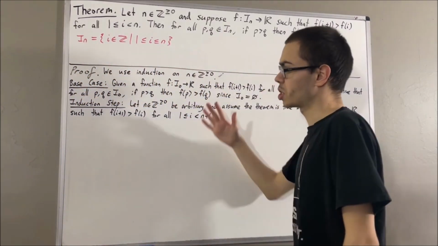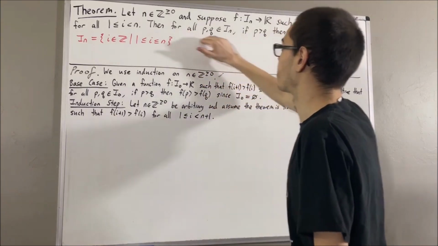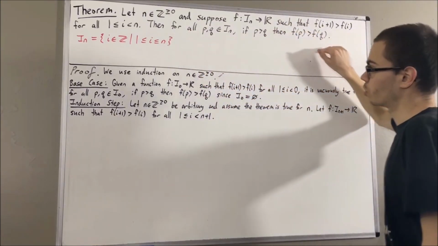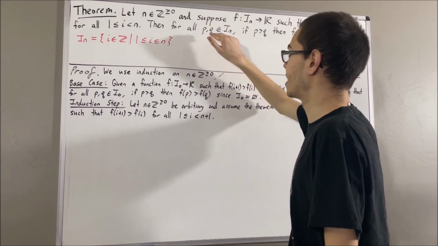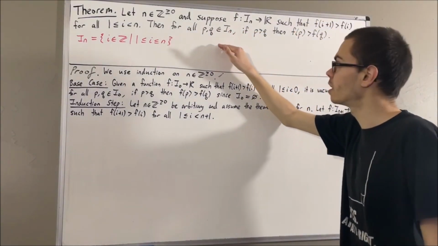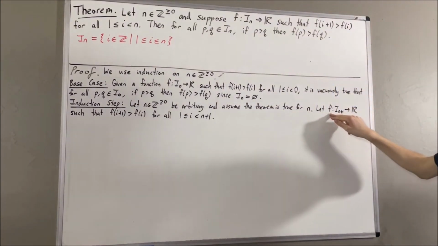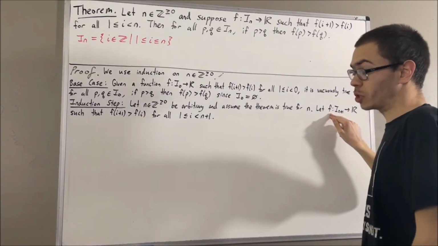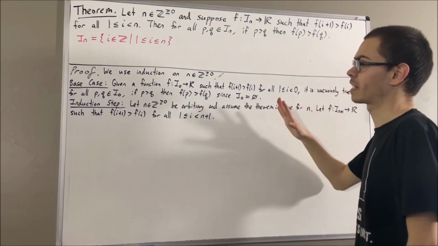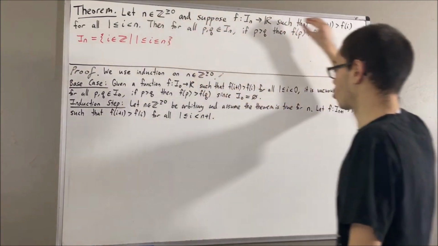And the whole goal is to show that our function f has this property as well. In other words, we want to show for all integers p and q in I_{n+1}, if p is greater than q, then f(p) is greater than f(q). And to show that, we're going to be using the fact that we're assuming that the theorem is true for n.